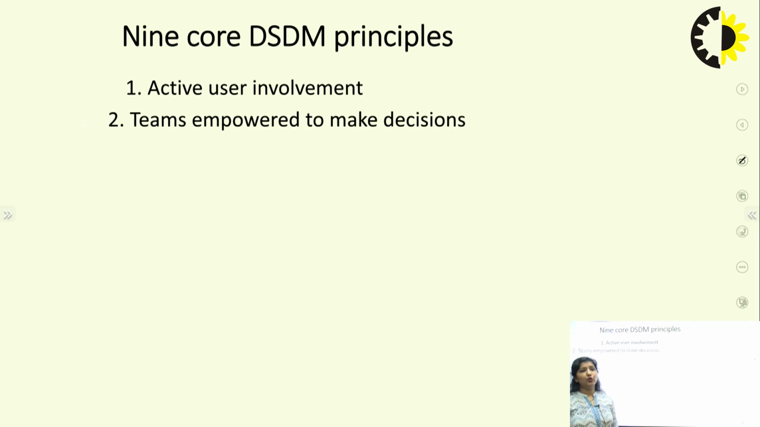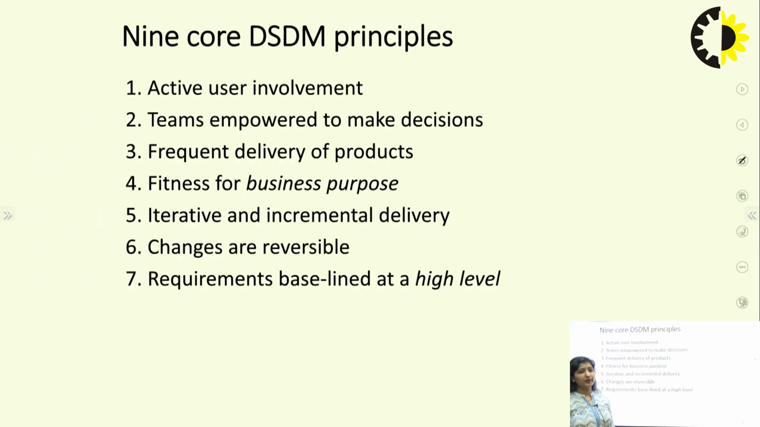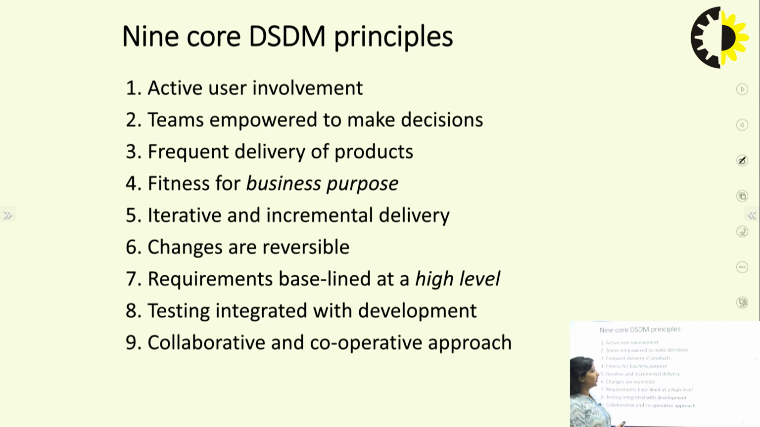There are basically 9 core principles of DSDM. What are those 9 core principles? First, active user involvement; second, team empowerment to make decisions; next, frequent delivery of products; fitness for business purpose; iterative and incremental delivery; changes are reversible; requirements baselined at a high level; testing integrated with development, that is, testing and development go hand in hand; and collaborative and cooperative approach. So these are the 9 core principles of DSDM.